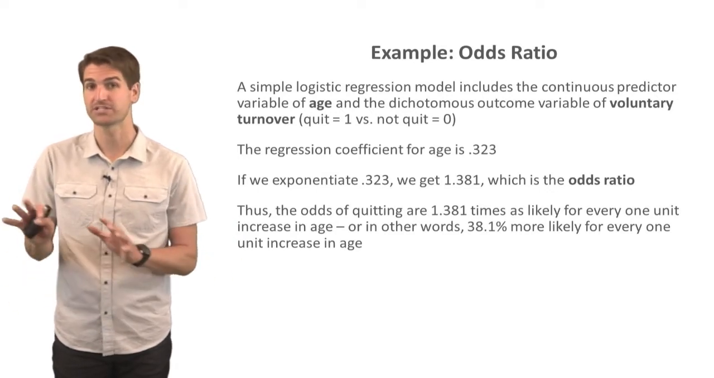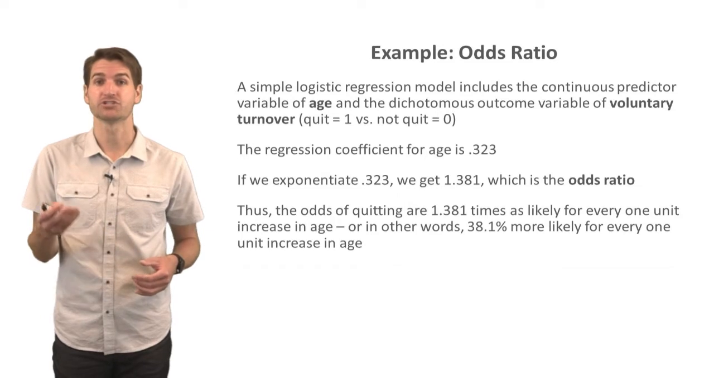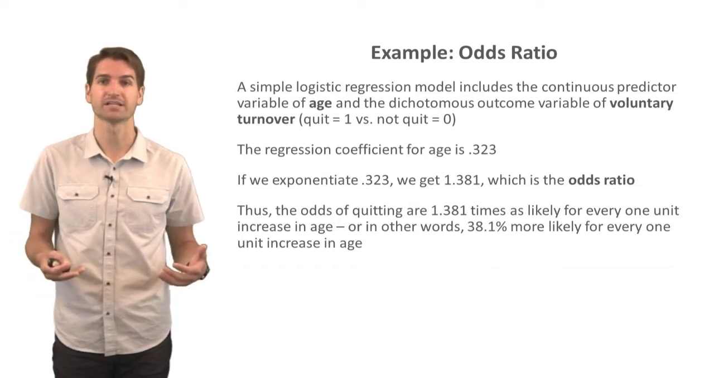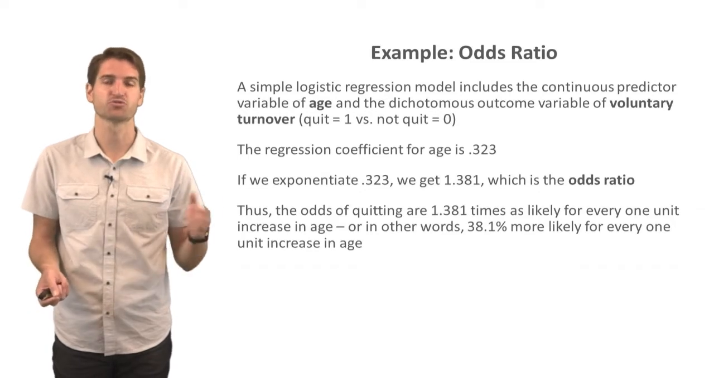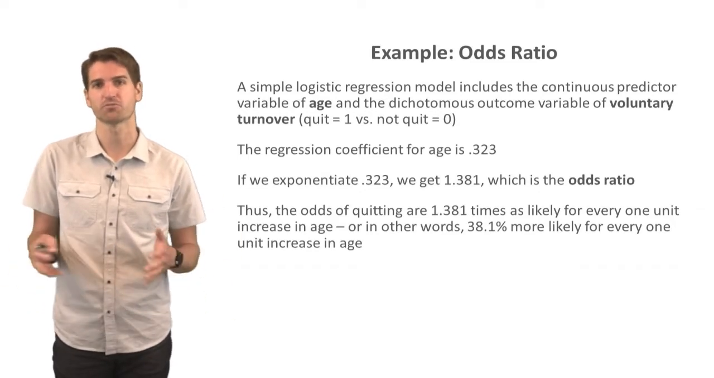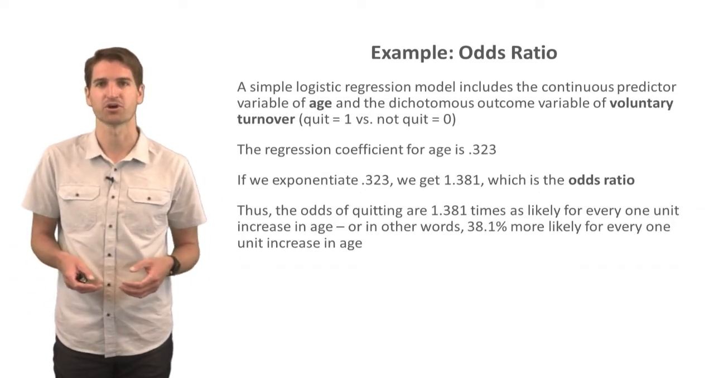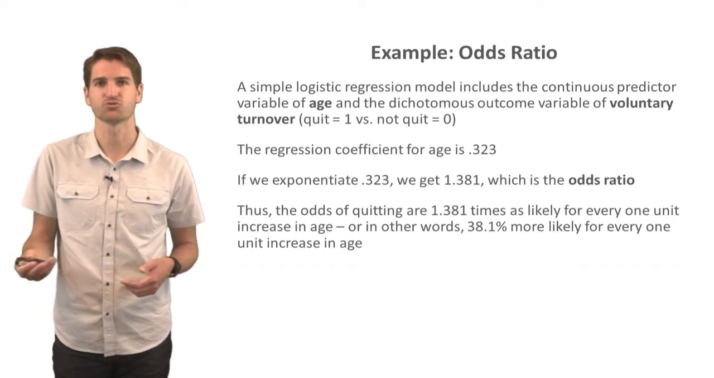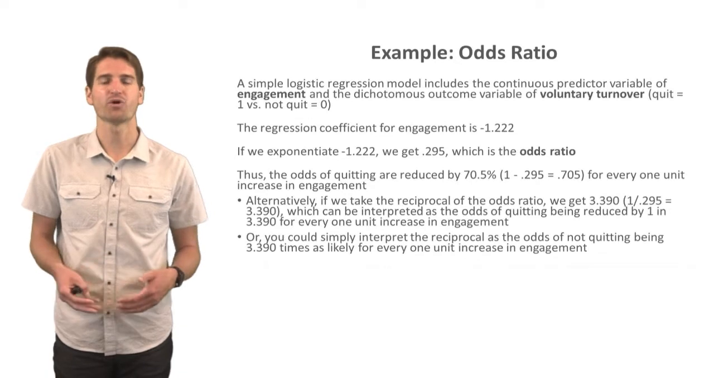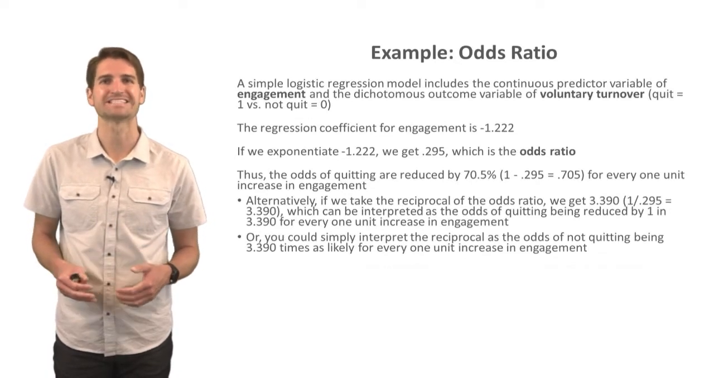Or in other words, we can say it is 38.1% more likely for every 1 unit increase in age. So when your odds ratio is between 1 and 2, you can interpret it easily as a percentage in that regard, specifically as a percentage increase or percentage more likely to have occurred. Now, what happens when your odds ratio is less than 1?